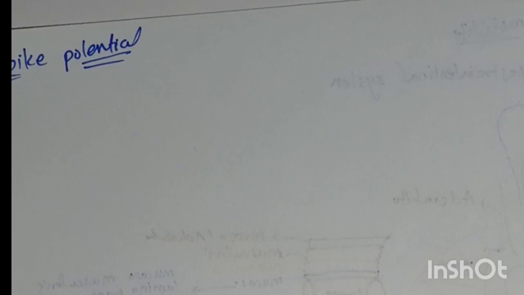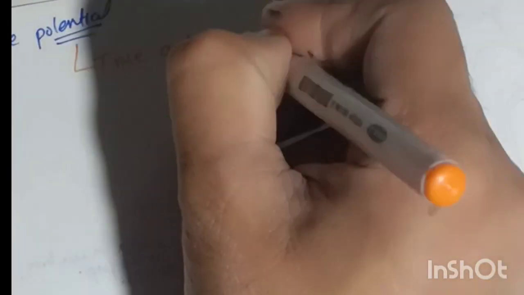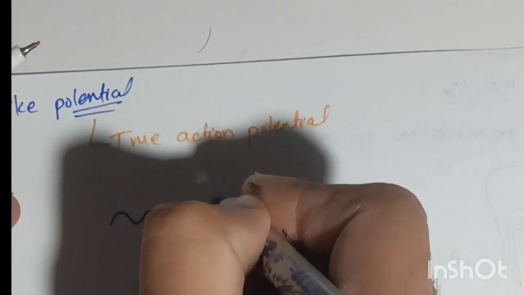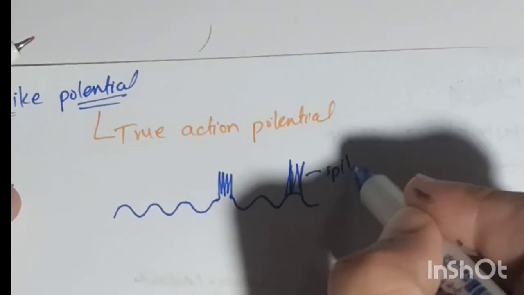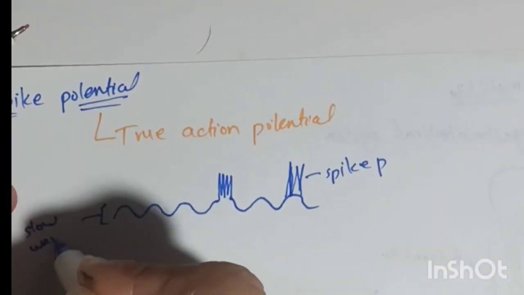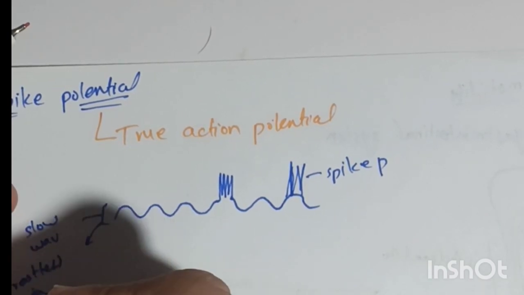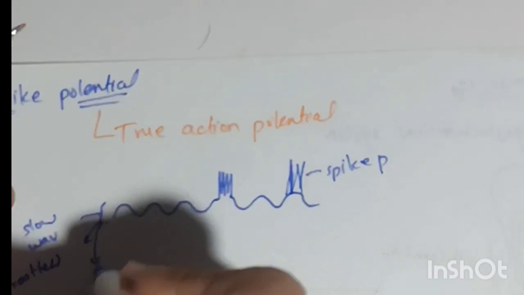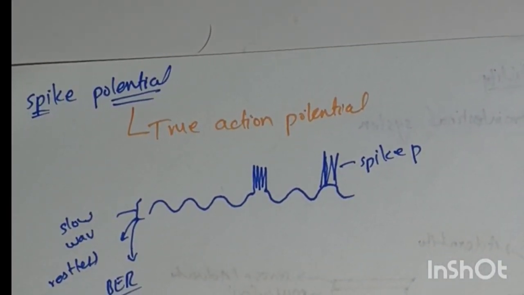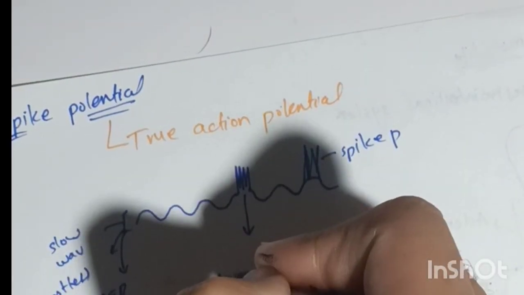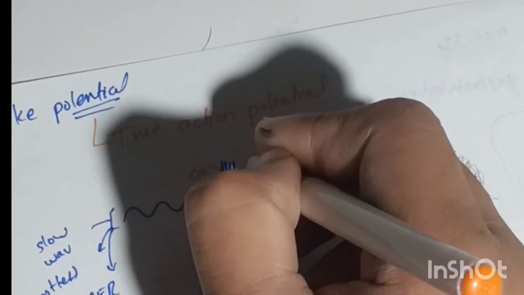Now we will talk about the spike potential. We have discussed the slow wave potential. The spike potential is the true action potential. A stimulus produces a spike only when the slow wave is in the depolarized state, not in the hyperpolarized state. So the slow wave has two phases, depolarized and hyperpolarized. Slow waves are also called the basal electrical rhythm.